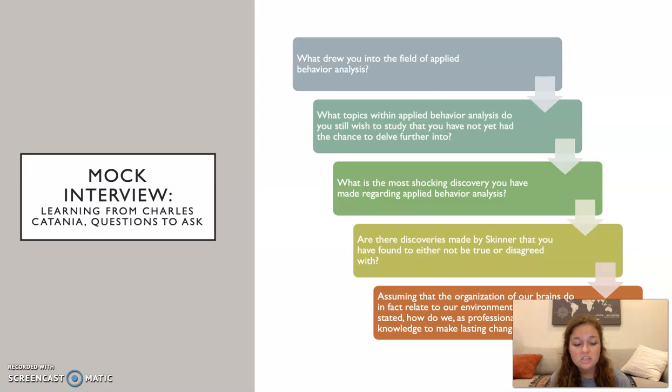He's chosen to research the brain and how evolution affects the brain and our development. He's chosen to look at verbal behavior, but those are only small parts of this whole field. So are there any other areas of interest to him? What is the most shocking discovery that you have made regarding applied behavior analysis?